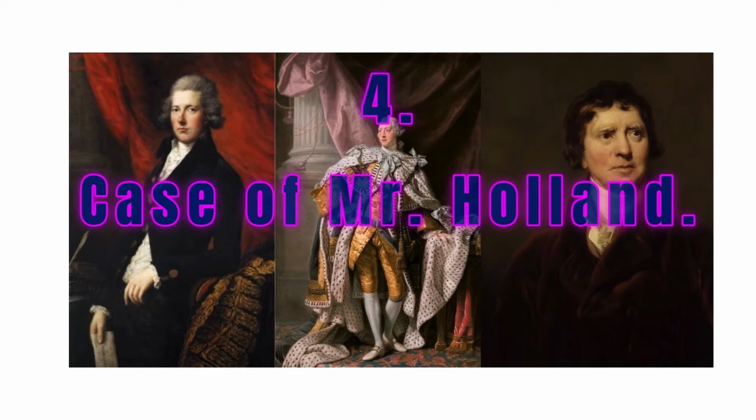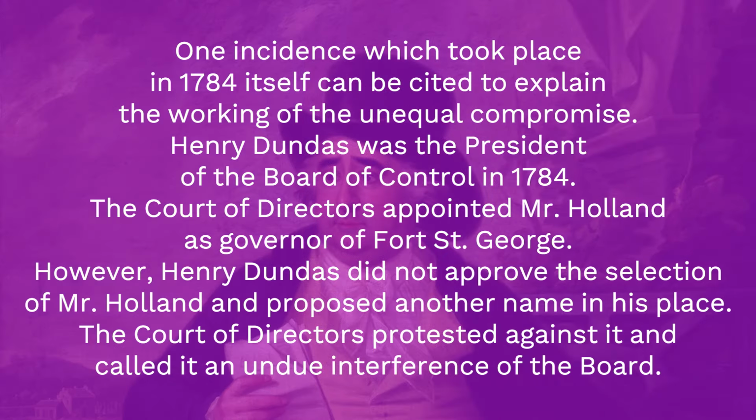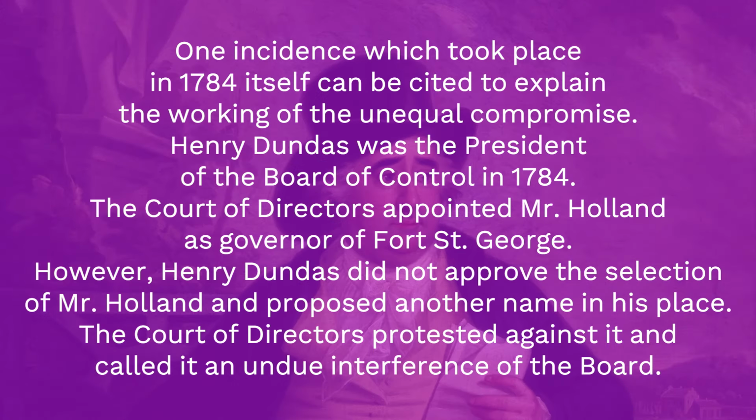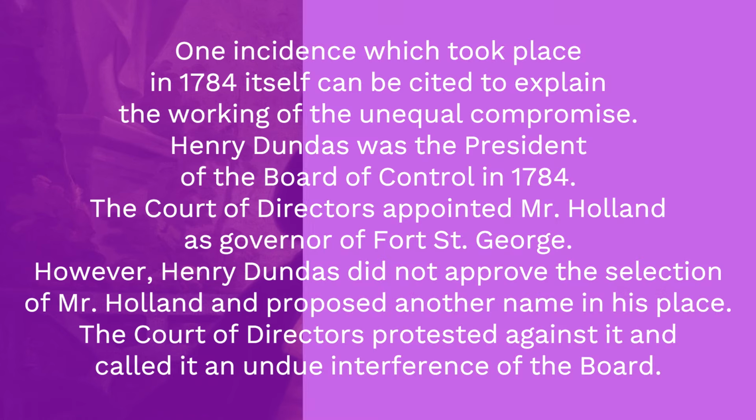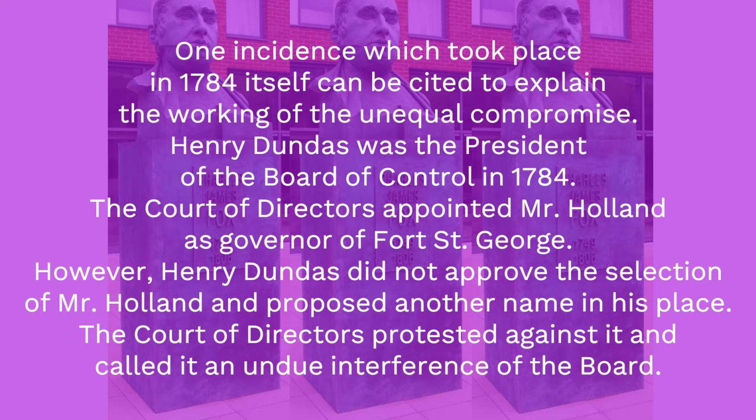4. Case of Mr. Holland. One incident which took place in 1784 itself can be cited to explain the working of the unequal compromise. Henry Dundas was the President of the Board of Control in 1784. The Court of Directors appointed Mr. Holland as Governor of Fort St. George. However, Henry Dundas did not approve the selection of Mr. Holland and proposed another name in his place. The Court of Directors protested against it and called it an undue interference of the Board.